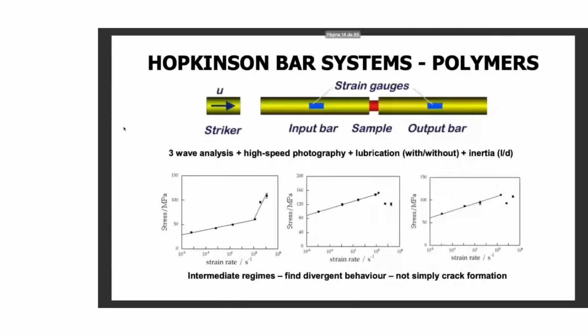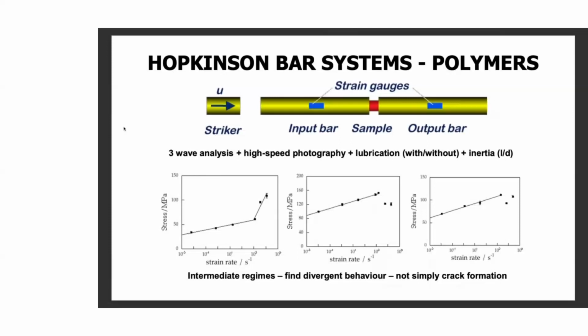If you then move to Hopkinson bar systems, you find a range of behaviors in polymers. These graphs show the response with strain rate of 3 common materials. The first one on the left is polyethylene. The one in the middle is a nylon, and the one on the right is a polyether ketone. Each of those points, some of them with very obvious error bars, represents 10 repeat experiments.